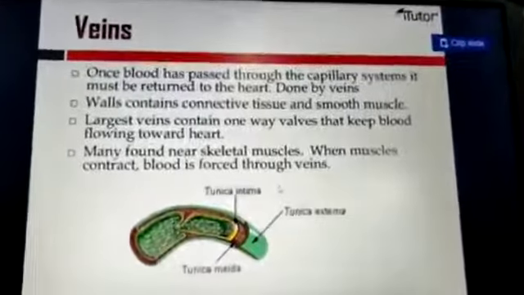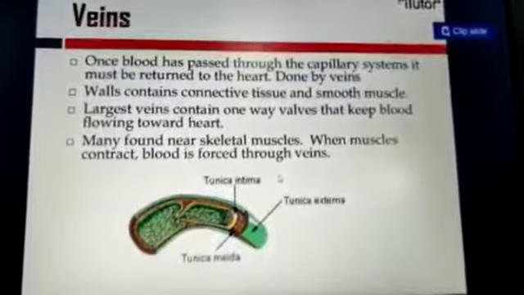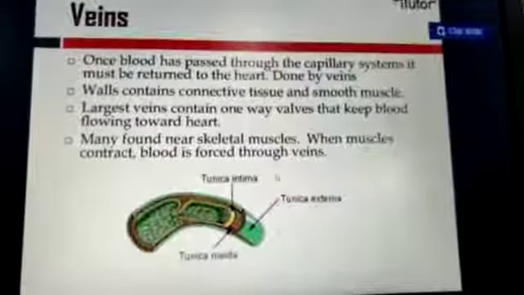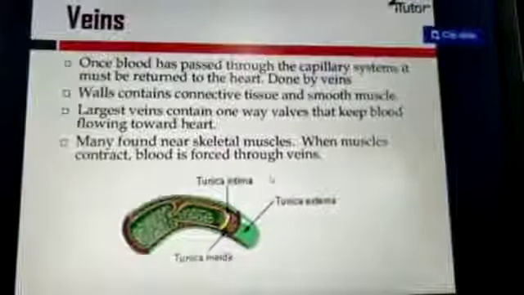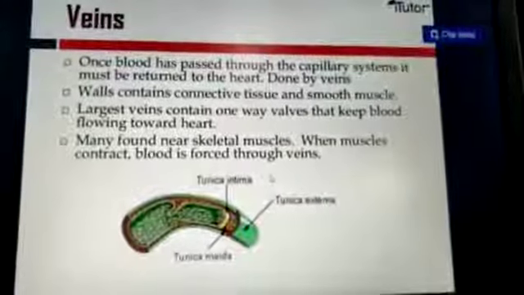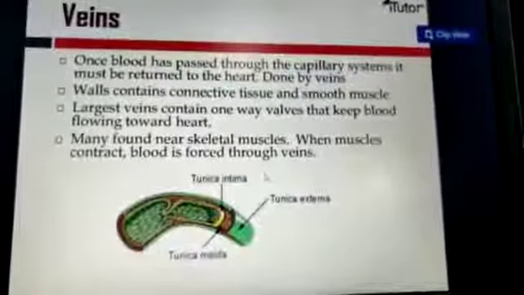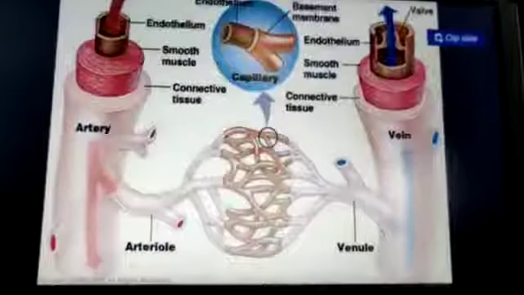Now, veins. What are veins? Once the blood has passed through the capillary system, it must be returned to the heart, which is done by veins. Their walls contain connective tissue and smooth muscles. The largest veins contain one-way valves that keep blood flowing towards the heart. Many are found near skeletal muscles. When muscles contract, blood is forced through the veins.